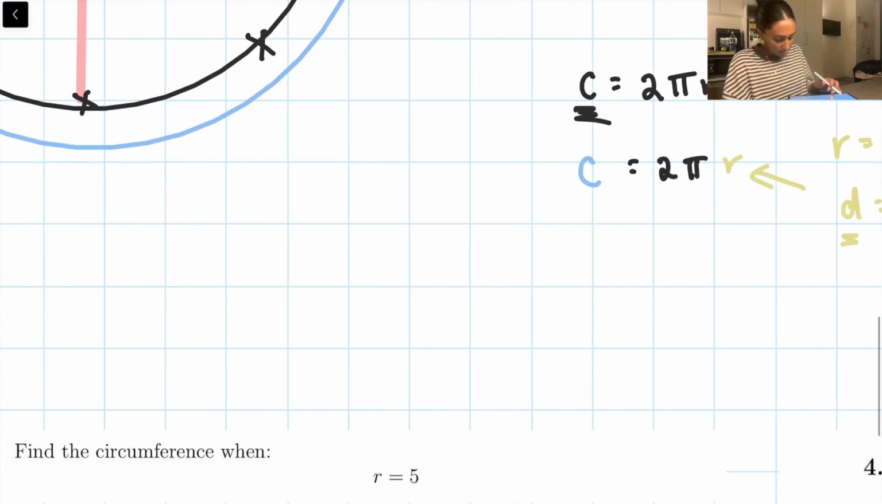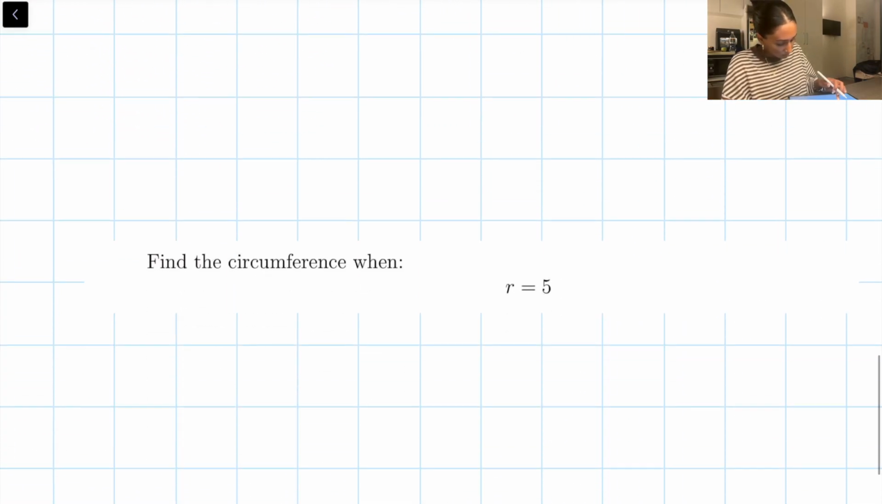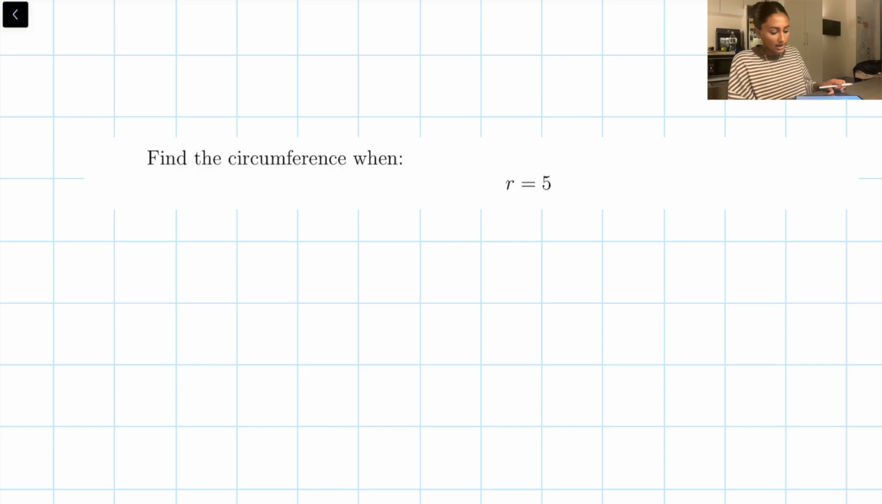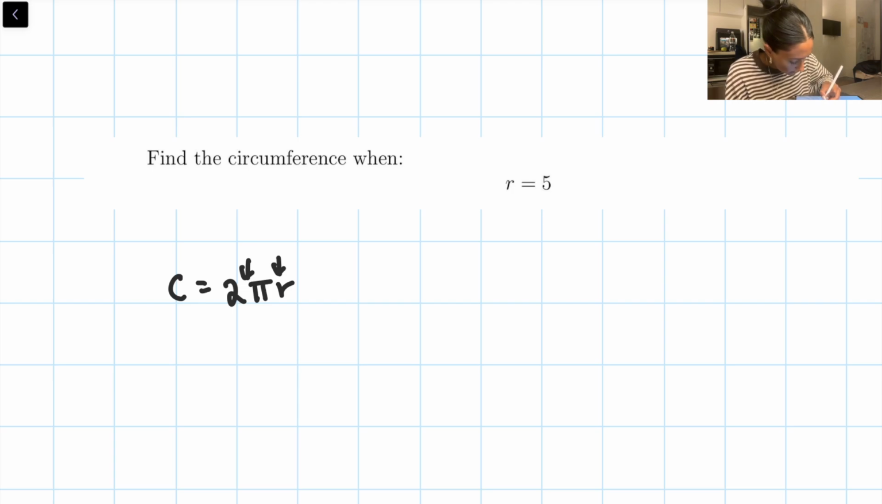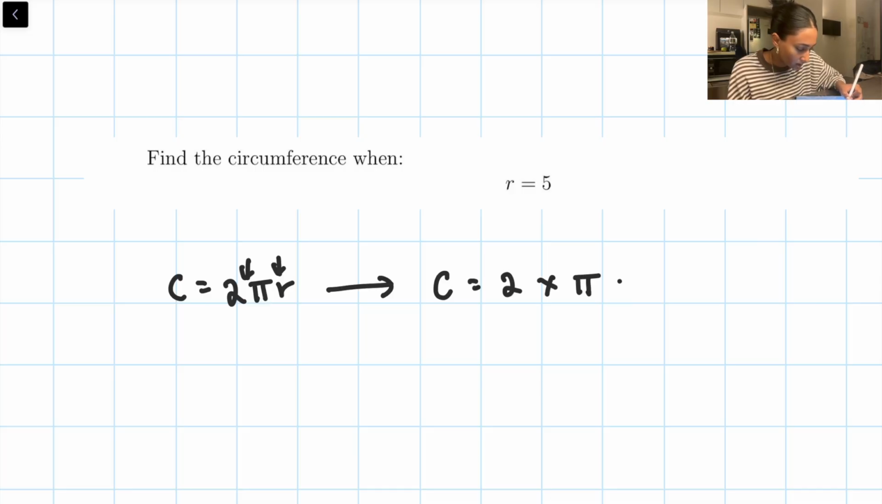So, moving on to some exam style questions. We're going to find the circumference when the radius equals 5. So let's rewrite the formula. C equals 2 pi r. Remember, if there's nothing in between those there's secretly a times. So we're going to write that as C equals 2 times pi times r.